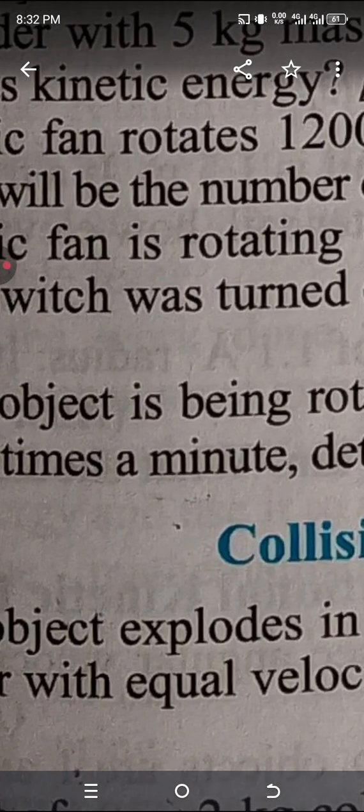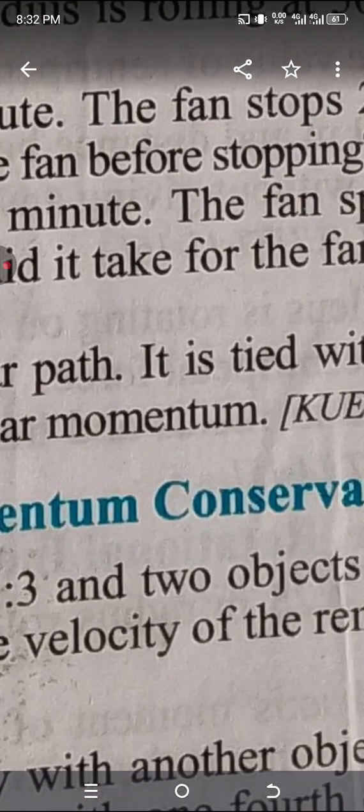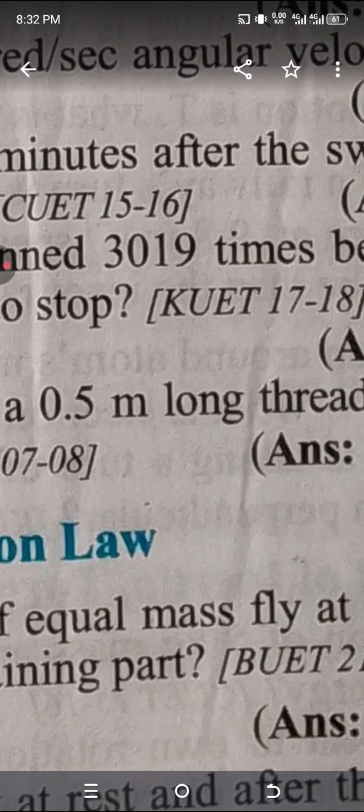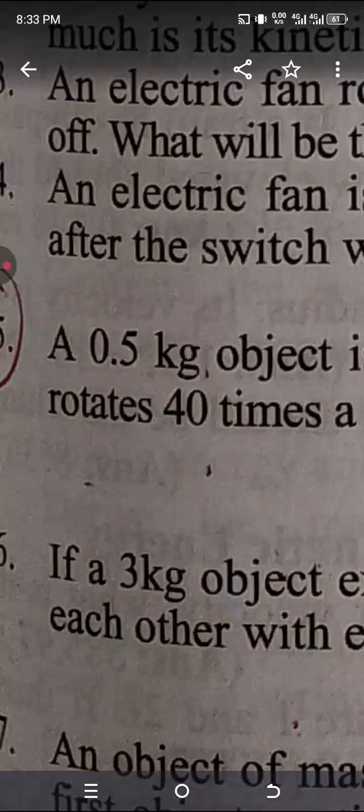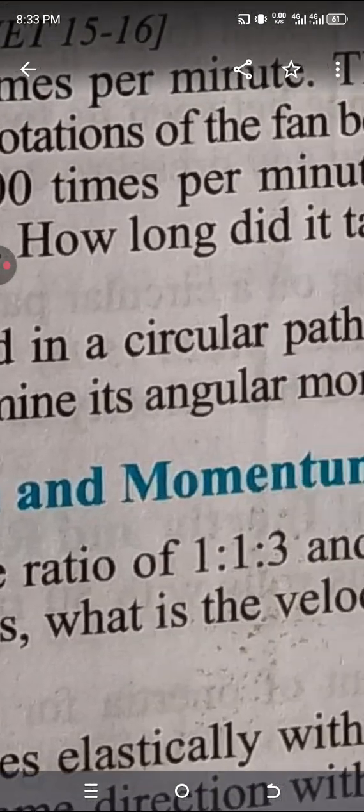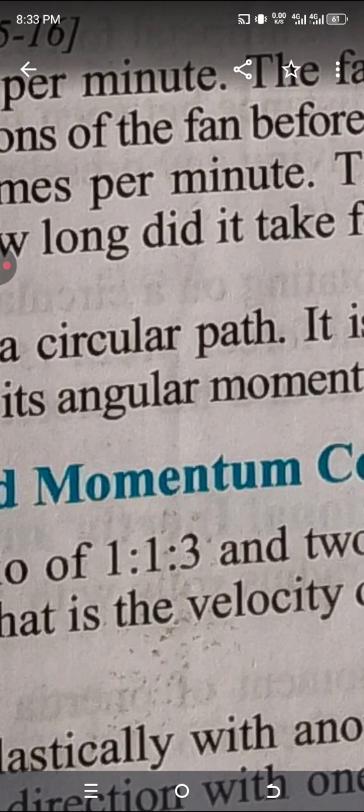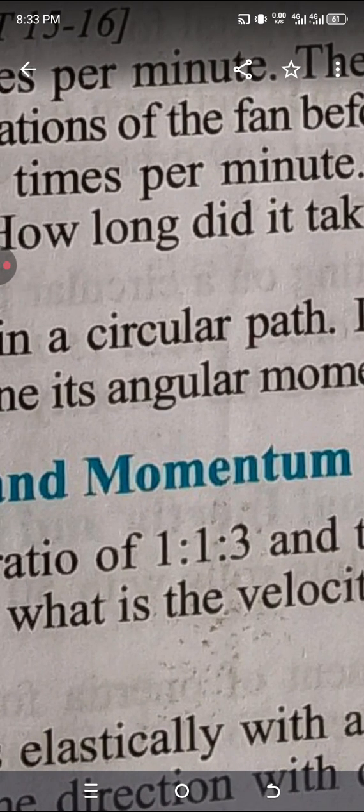A 0.5 kg object is being rotated in a circular path. It is tied with a 0.5 meter long thread. If the object rotates 40 times a minute, determine the angular momentum. If you want to find centripetal force or angular momentum, you will have to follow horizontal circle or horizontal motion, because in the vertical motion, since the tension is changing all the time, you cannot properly determine the angular momentum or centripetal force in this case.